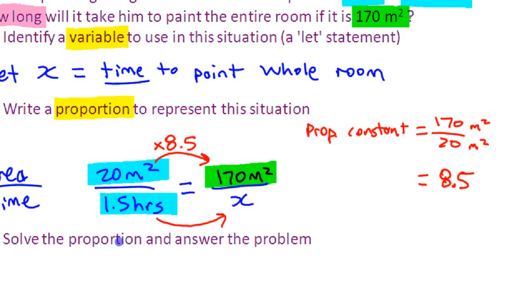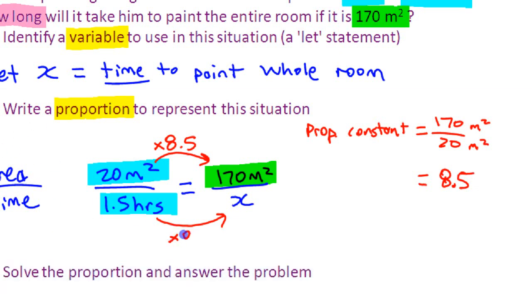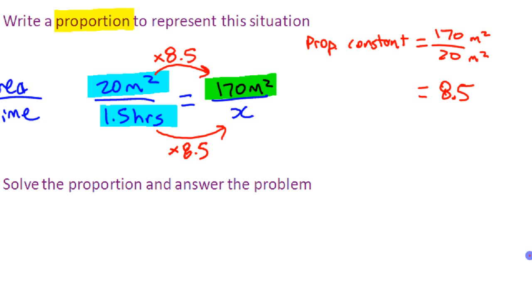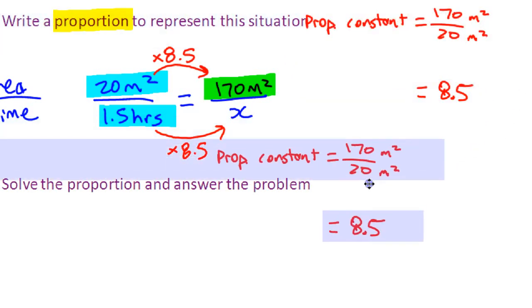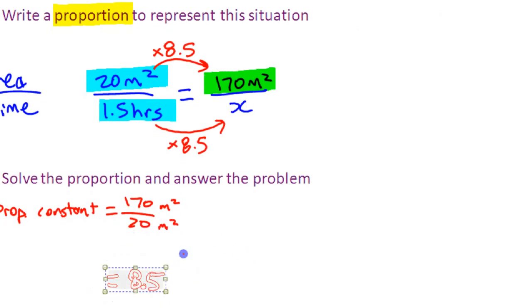Anyways, once you figure out that it's 8.5, then you can times the bottom by 8.5 as well, right? Times 8.5. So if you're solving the proportion and you're showing this, you might want to say, here's my proportionality constant, and then I'm going to use that to figure it out, right?